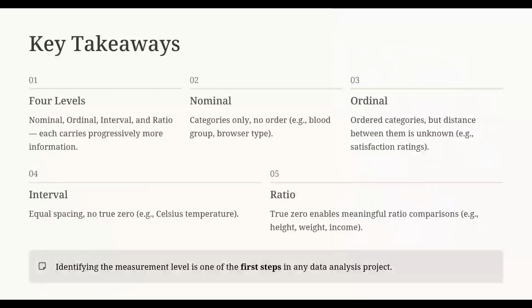So the key takeaway from today's session is that there are four levels of measurement in statistics. Nominal variables classify data into categories without any order. Ordinal variables introduce an order, but the distance between categories isn't measurable. Interval variables have equal spacing but lack a true zero. Ratio variables include a true zero, making ratio comparison meaningful. Once you understand these four levels, choosing the right statistical tool becomes much easier.